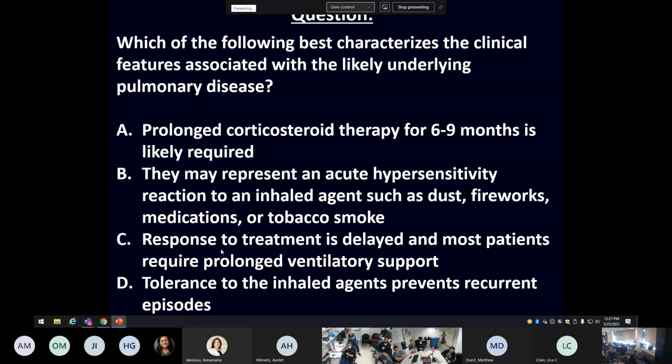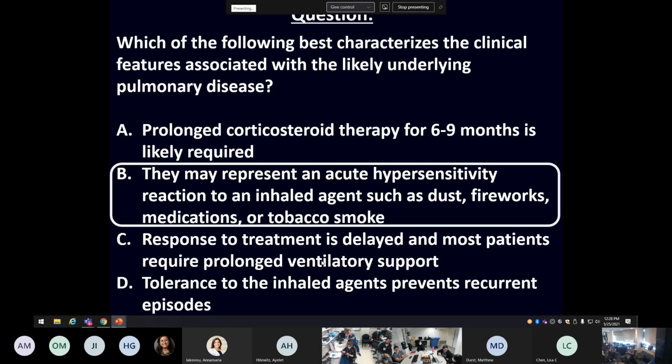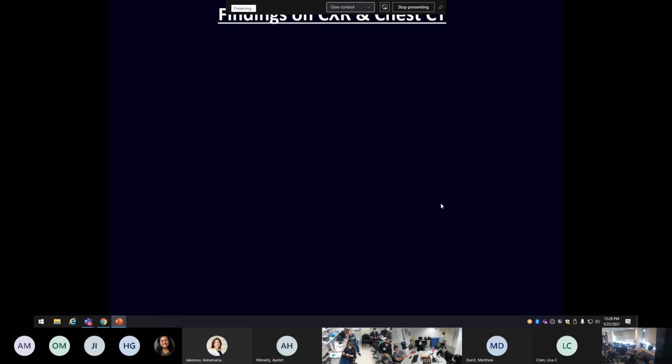And response to treatment is very quick. Within 2 to 3 days, they're off the ventilator, they're almost off oxygen, and radiographic resolution occurs within 1 to 2 weeks for the most part. And there's no such thing as tolerance. So re-challenging causes recurrent episodes. So B is the correct answer.